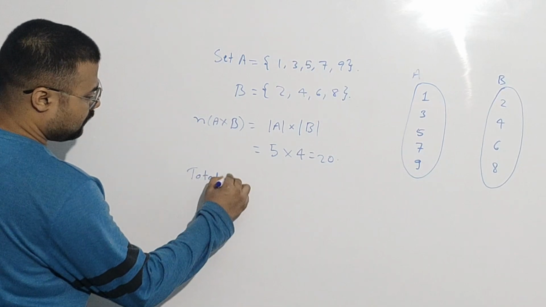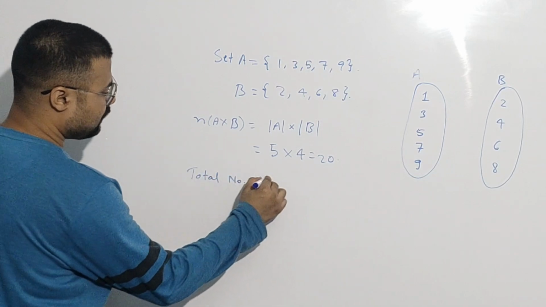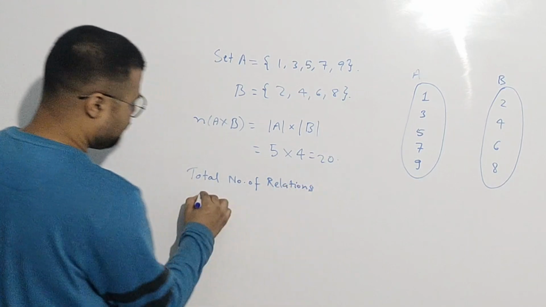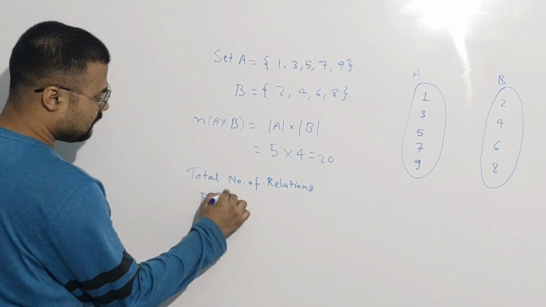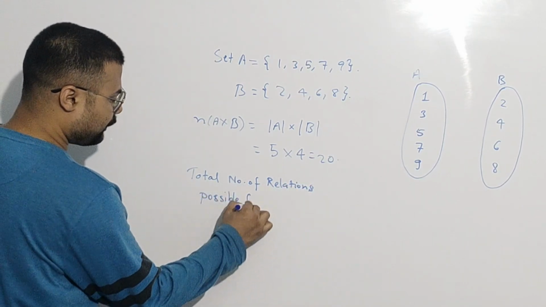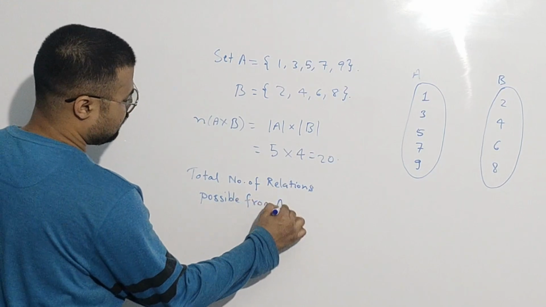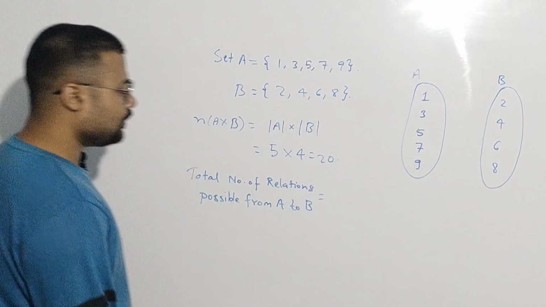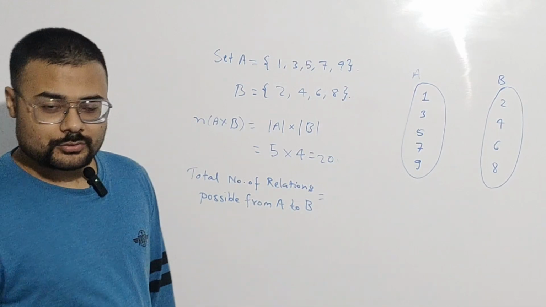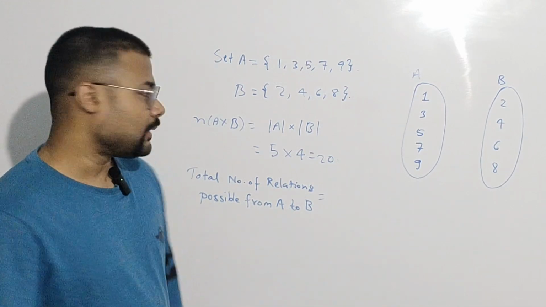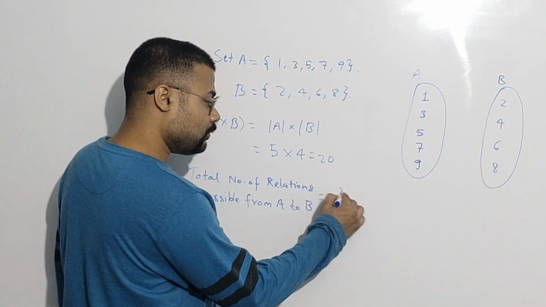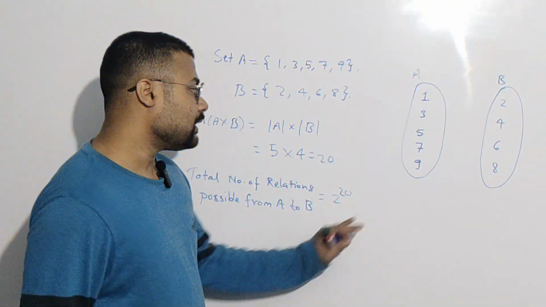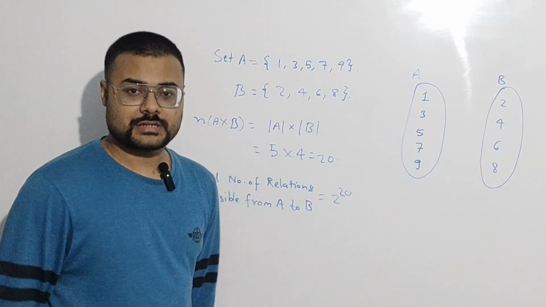So between these two sets A and B, what is the total number of relations that you can make? Total number of relations possible from A to B. You know that this is going to be equal to 2 to the power 20. These many relations are possible between these two sets.